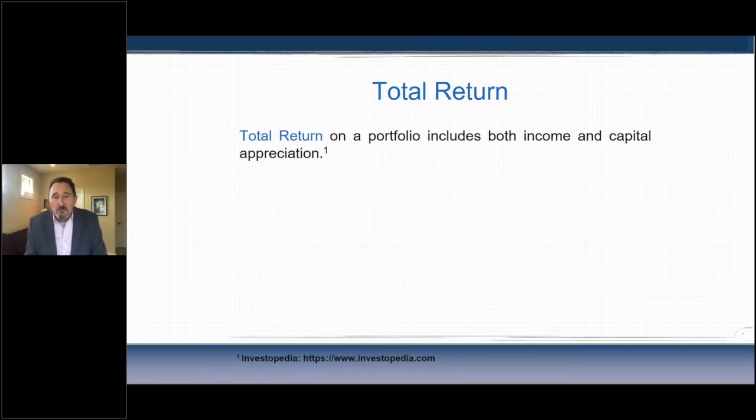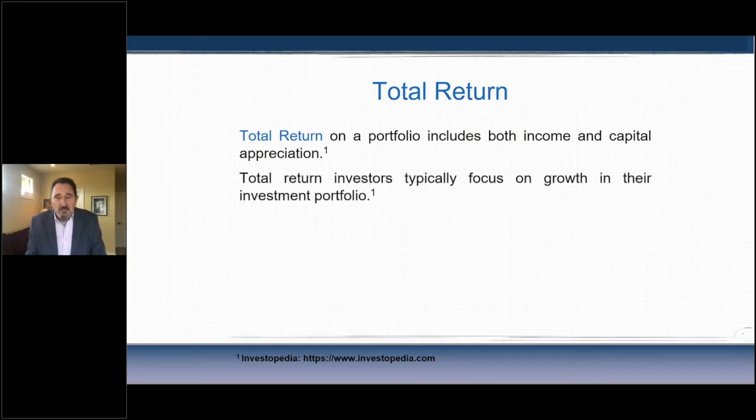Whereas when you look at total return, it will include both the income or the coupon, but it will also look at the capital appreciation, that paper gain or loss, as being important to the process. It will focus on growth. You see total return used most frequently on Wall Street, in the equity markets, active managers, etc.